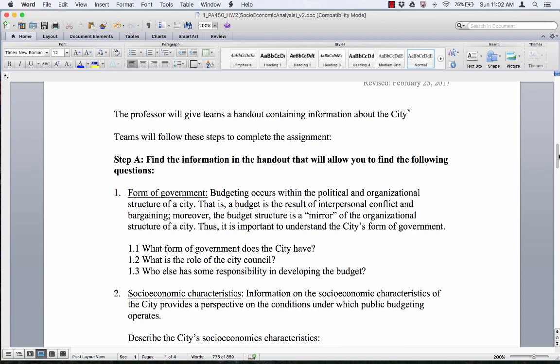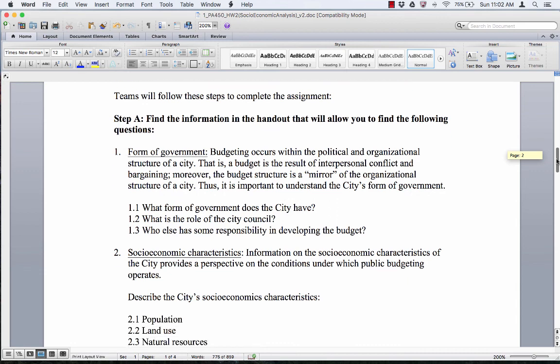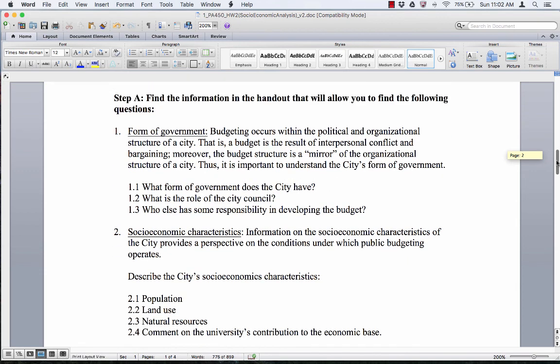The first one is you are going to find information in the handout that will allow you to find answers to the following questions. You're going to extract information about the form of government, and you're going to answer questions 1.1, 1.2, and 1.3. As you will see when you solve the assignment, some of these questions do not require major research or a very long answer.